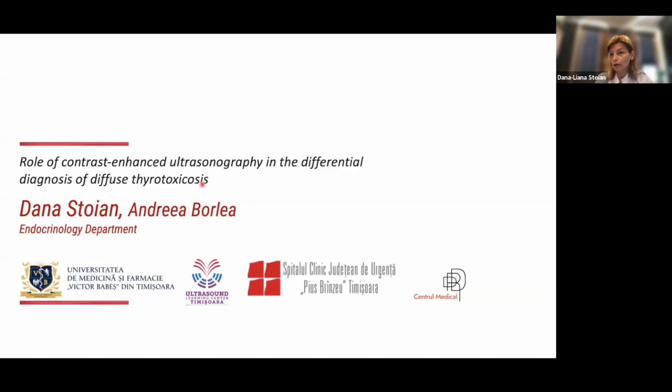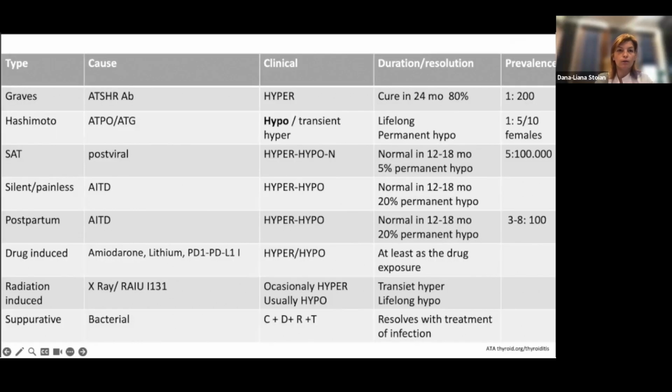And I would like to thank VUMEDI for the invitation to present our latest research that was also presented at the last European Thyroid Association meeting, which was held at the beginning of September in Athens, Greece. Since we are endocrinologists, it's my pleasure to share with you my research together with my younger collaborator, Dr. Borlia, who is also an endocrinologist with the same affiliation as myself, in respect of the role of contrast-enhanced ultrasonography in the differential diagnostic of diffuse thyrotoxicosis, which is a very important topic for us endocrinologists.